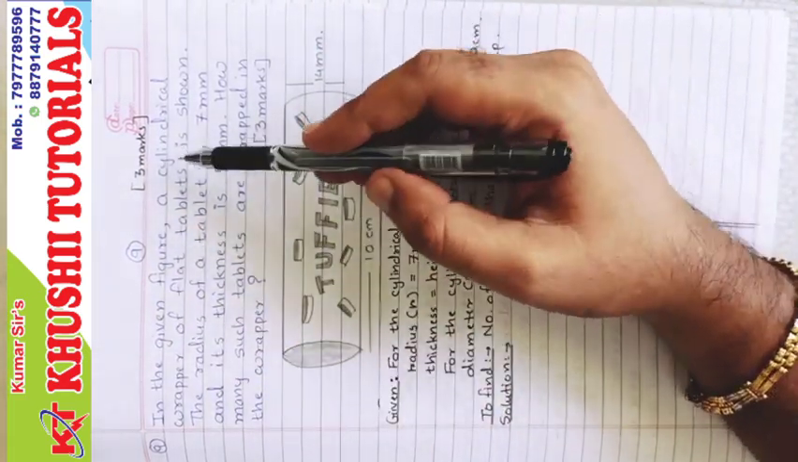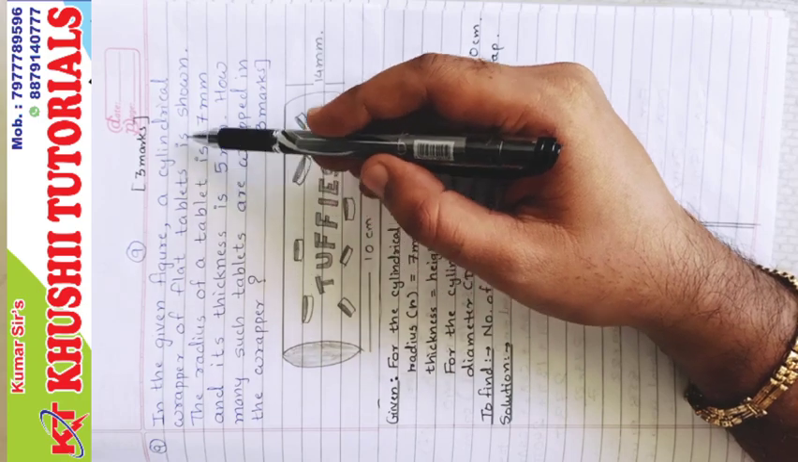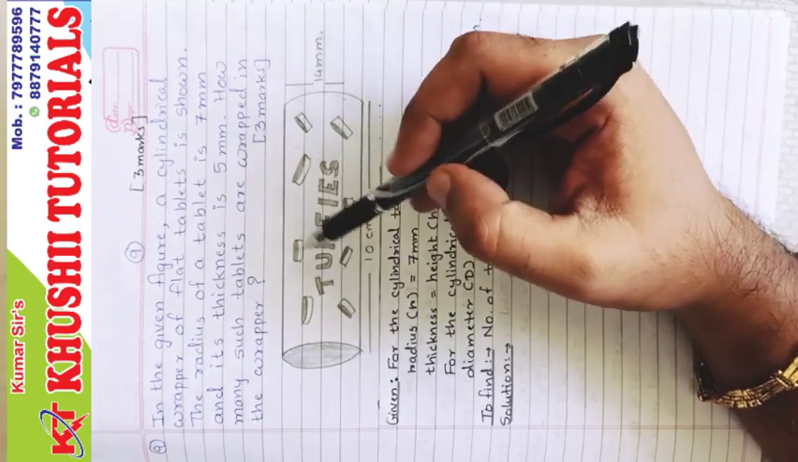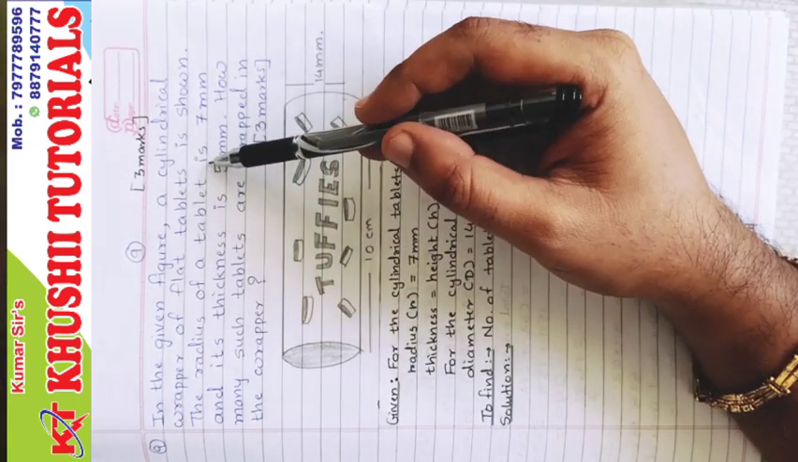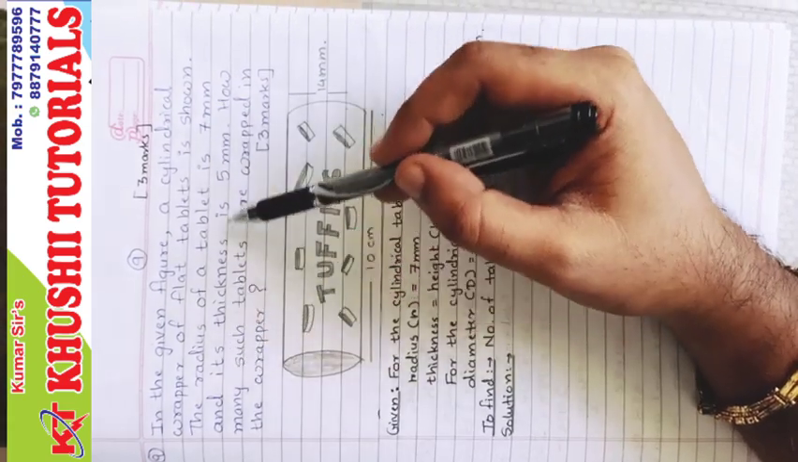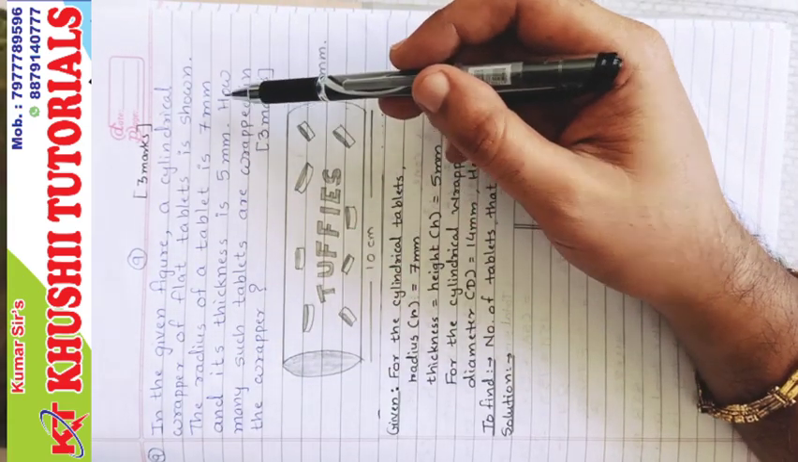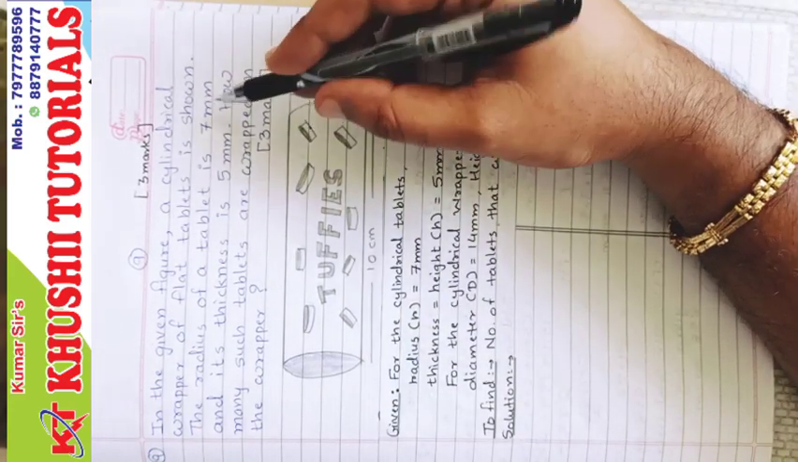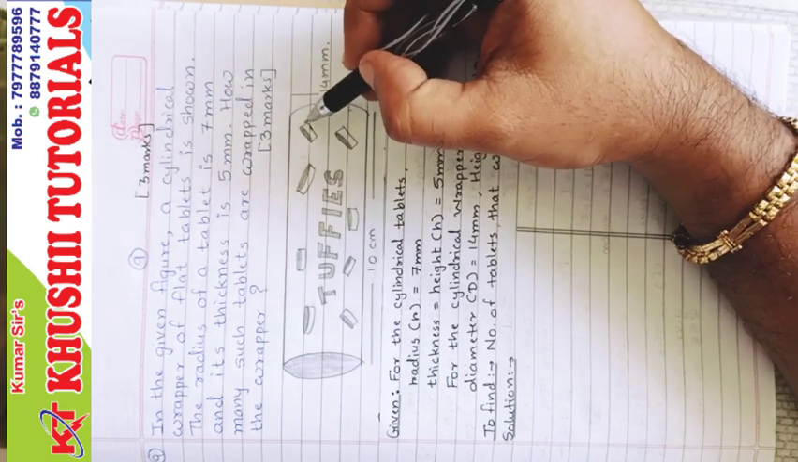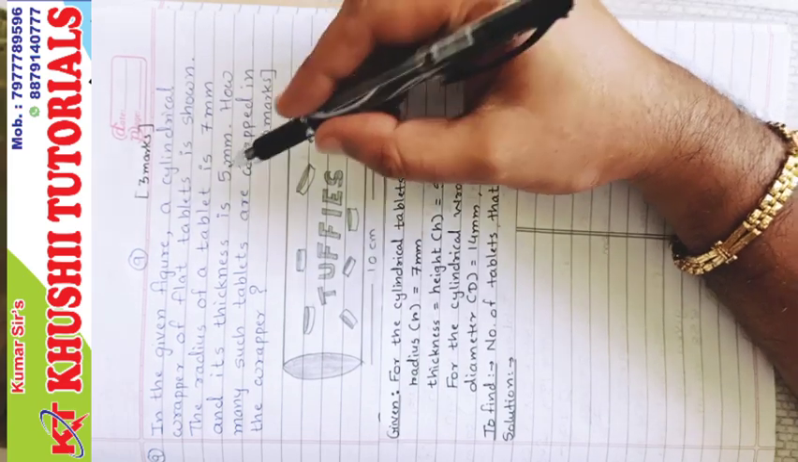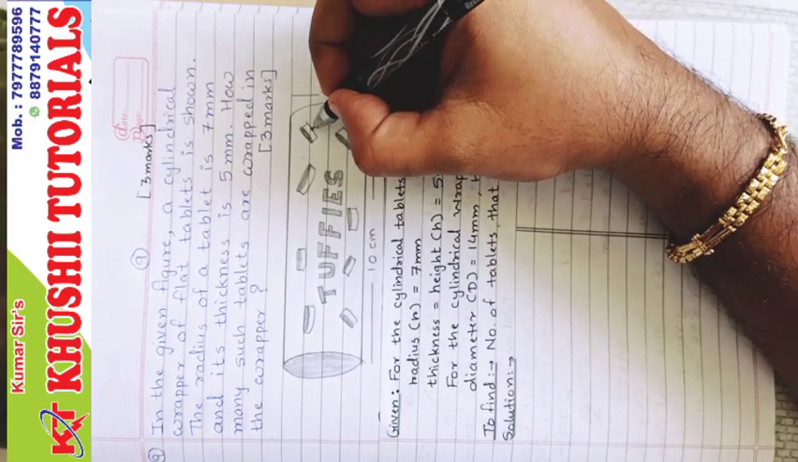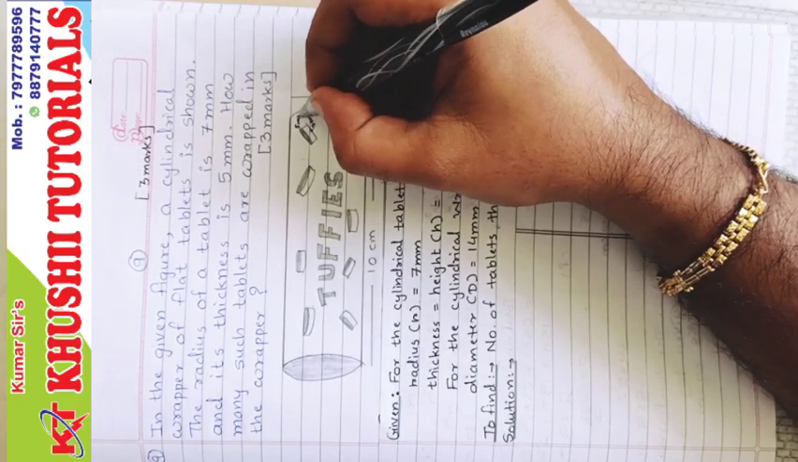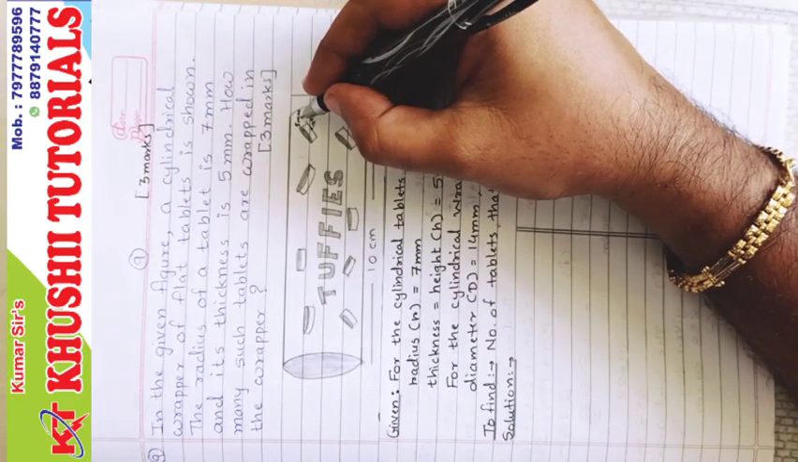In a given figure, a cylindrical wrapper of flat tablets is shown. This is a wrapper in which small tablets are available. The radius of tablets is 7 mm and its thickness is 5 mm. Radius of this tablet, the radius of each tablet is 7 mm and its thickness is the height of this tablet, height is 5 mm. So I'll write radius, this much is 7 mm and thickness is 5 mm. This is the thickness, the height.